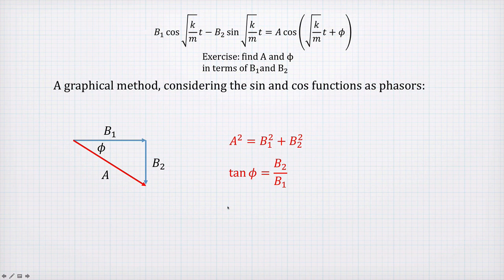Again, we have to take care that we get the direction of this angle correct, because the inverse tan function doesn't give us a unique value. So there we have two methods for solving this problem.